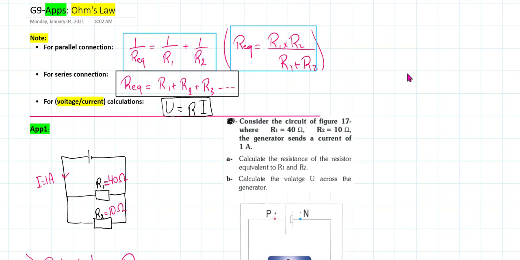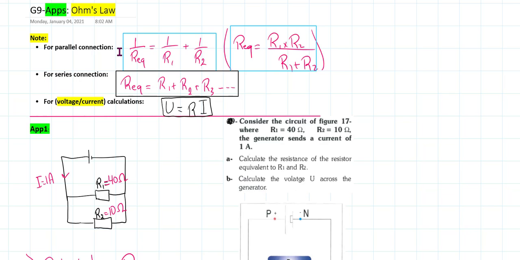Hi there, in this short tutorial we'll try to explain these two applications related to chapter 6, which is Ohm's law. In this application, which is application number 1, we'll try to solve the equivalence and the calculation for current and voltage for two resistors connected in parallel. But before we start with application 1, let's take a small summary for this chapter.